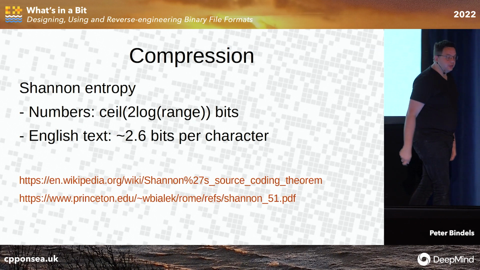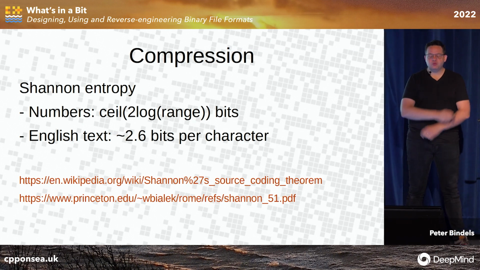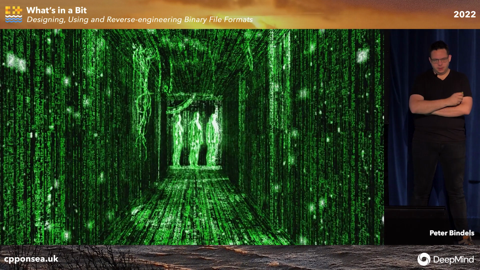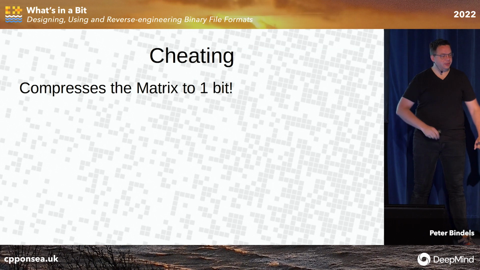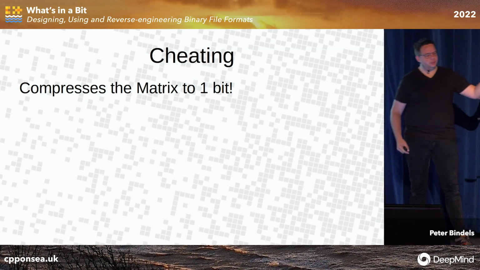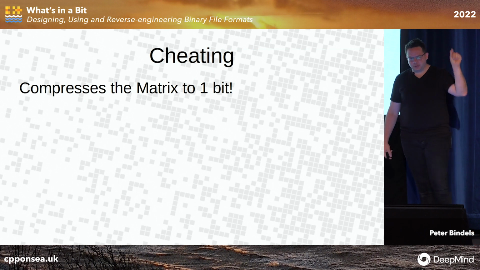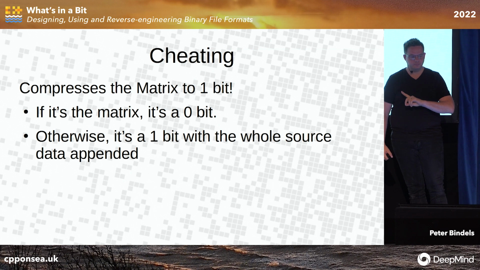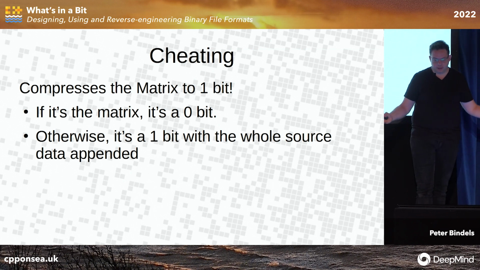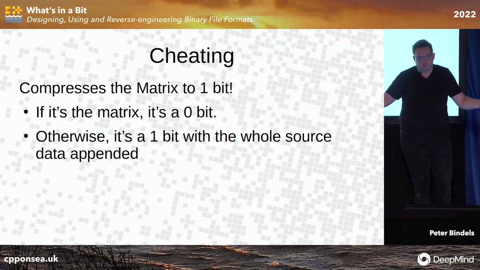But we can still cheat this. We can beat this. So what if I told you that we can store the entire Matrix in a single bit? Anybody believe that? It's true. We can store the entire movie, The Matrix, in 4K in a single bit. My custom file format has 1 bit, and if it's a 0, it's the Matrix. If it's a 1, it's something else, and then the entire file is appended, because we still need the entire file.